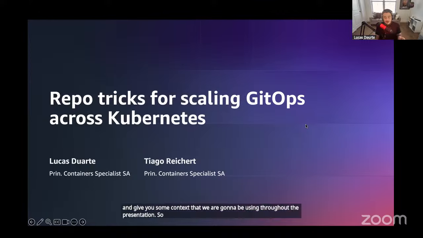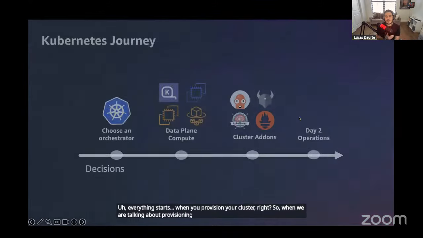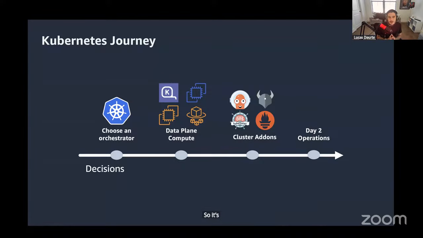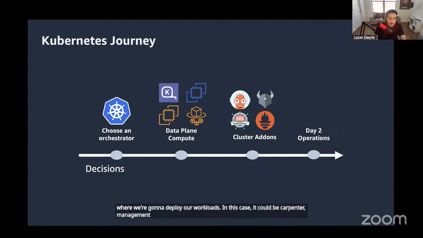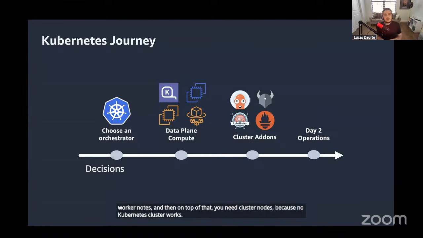So first things first, everything starts when you provision your cluster, right? You choose an orchestrator. In this case, we're talking about Kubernetes. But it's not just about the orchestrator. We need to pick a compute where we're going to deploy our workloads. In this case, could be Karpenter, managed node groups, whatever you are using to host your worker nodes. And then on top of that, you need cluster add-ons because no Kubernetes cluster works without some cool add-ons.